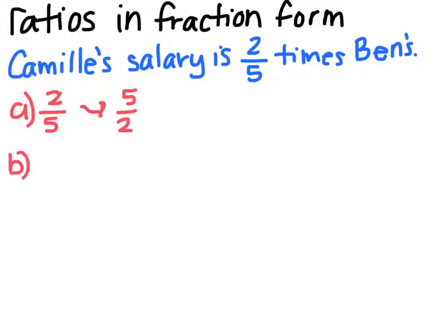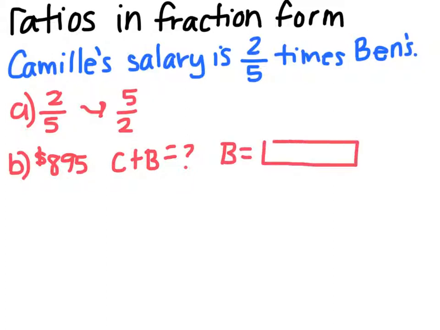Next, if Ben earns $895, how much did Ben and Camille earn together? So what is C plus B? Well, here we'll want to draw a model. Ben's salary is equal to 5 units, and Camille's salary is equal to 2. So how many units do we have altogether? We have 7.